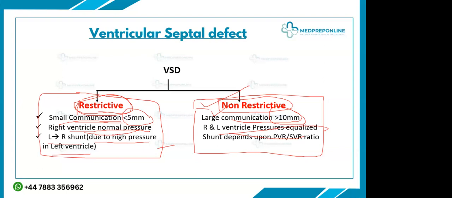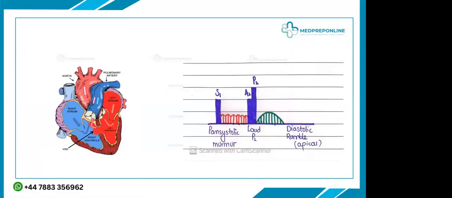We will talk about that later in the presentation. It's just to give you an overview. Here, the shunt basically depends upon the pulmonary vascular resistance to systemic vascular resistance ratio. You just need to remember this. And how is it going to present? What will be the clinical examination findings?